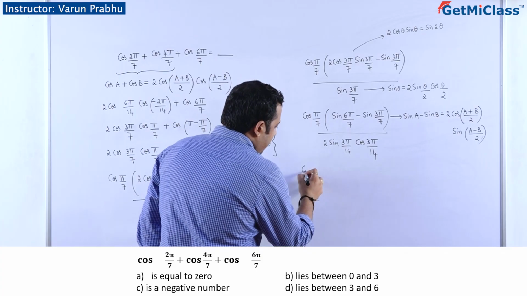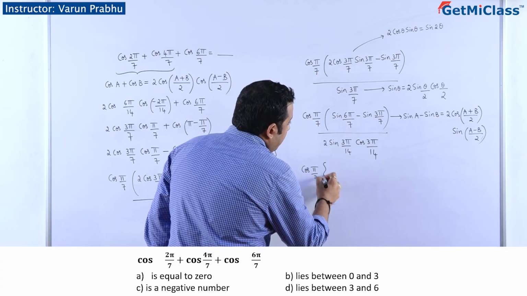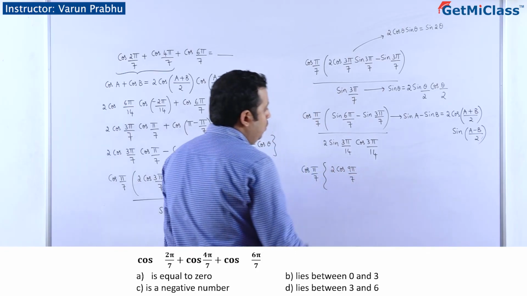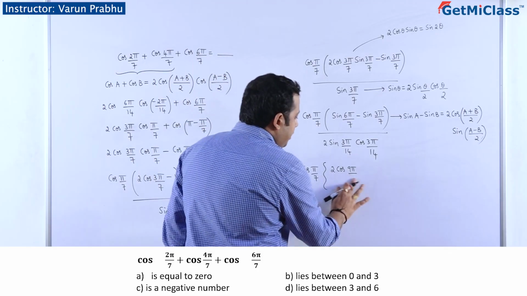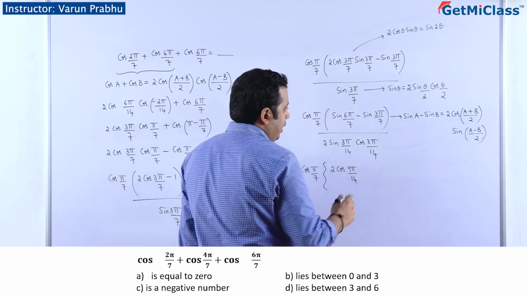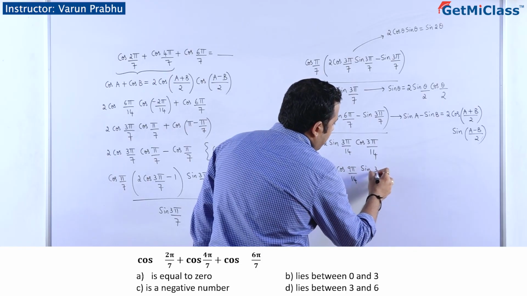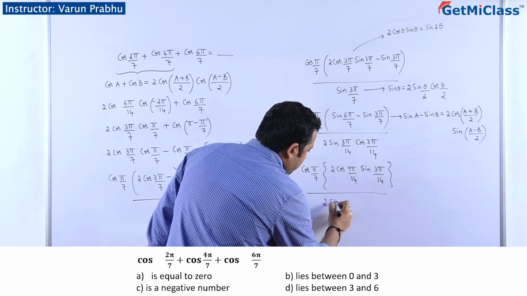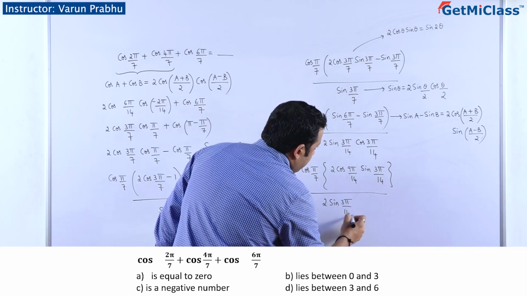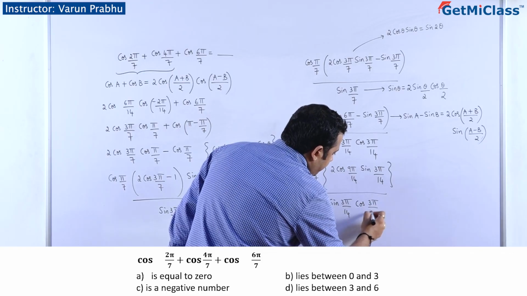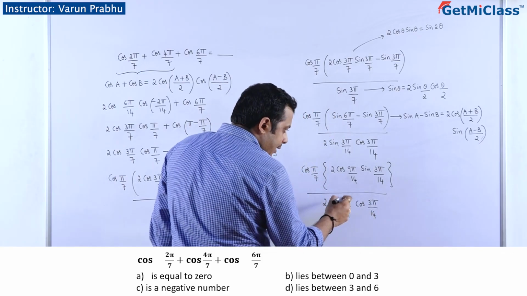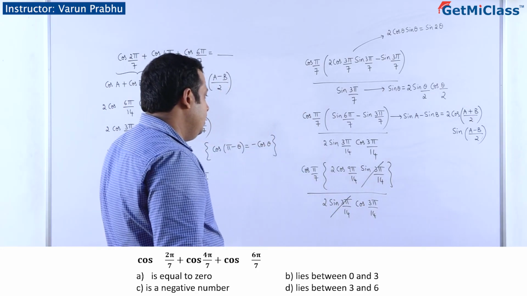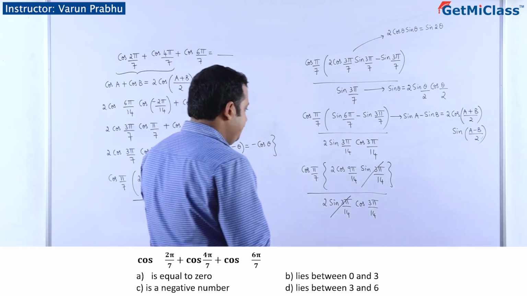So what is this answer that we get? We get the answer as cos pi by 7 into 2 cos of (A plus B) divided by 2, that is nothing but 9 pi divided by 14 into sin of 3 pi divided by 14, divided by 2 sin 3 pi divided by 14 into cos of 3 pi divided by 14. Is it right? So what will I get now? Sin of 3 pi by 14 and sin of 3 pi by 14 will get cancelled. So your answer left over will be like this.